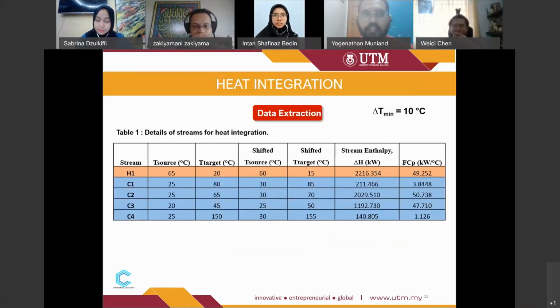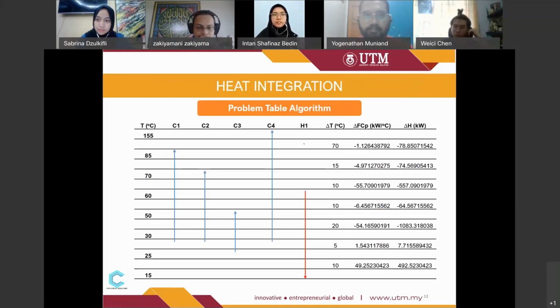First, all relevant thermal data such as T source, T target, and the stream enthalpy are extracted from the previous chapter, chapter 2, and the FCP is calculated based on the delta H and delta T. The delta T min used in this calculation is 10 degrees Celsius. Next, the shifted temperature and the enthalpy data from the previous table are inserted in the problem table as shown in the slide.